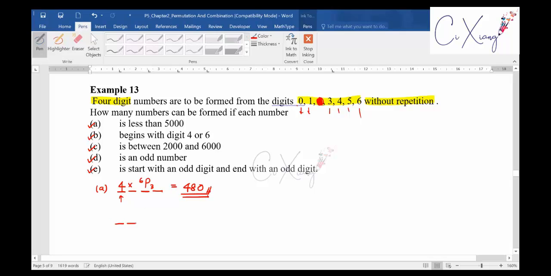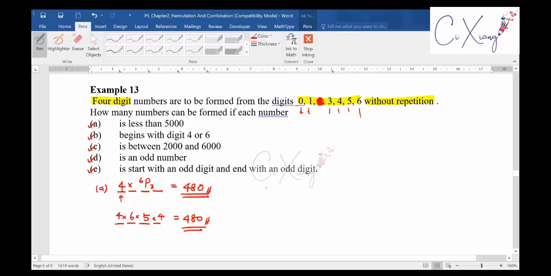If you don't want to use this method, you can also use the method that I taught you just now. First digit is 4. Second digit, you have 6 numbers, you can select one of the 6 numbers to put in here, followed by 5, and then followed by 4. You will see that the answer is still the same, which is 480.